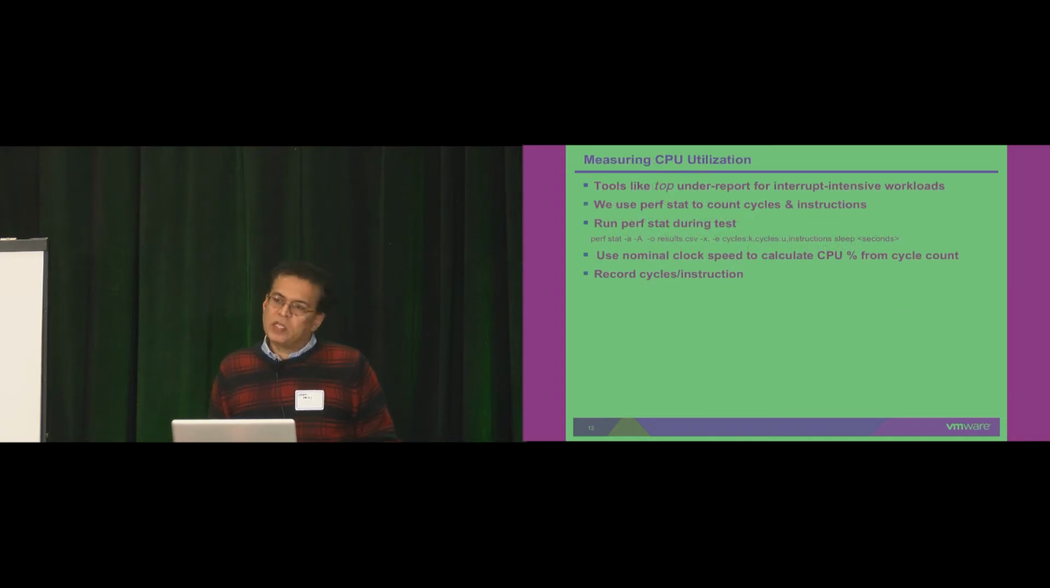Measuring CPU utilization turns out to be not straightforward. We have found that tools like top, for example, often underreport the CPU utilization if the interrupt rate is high, which it is for networking traffic. So we use perf stat to actually count cycles using hardware counters, and then derive the CPU utilization from that. And that's the command for perf stat.